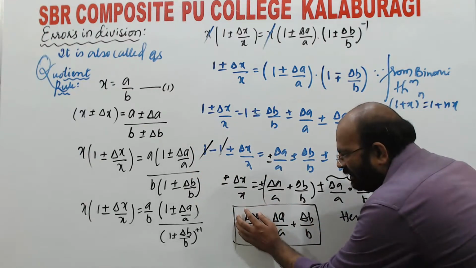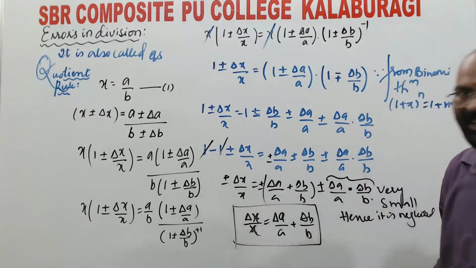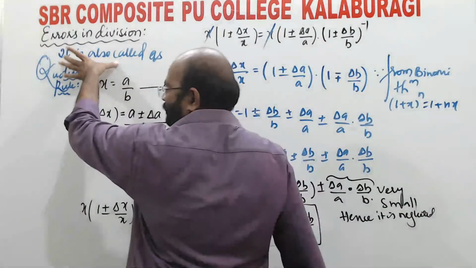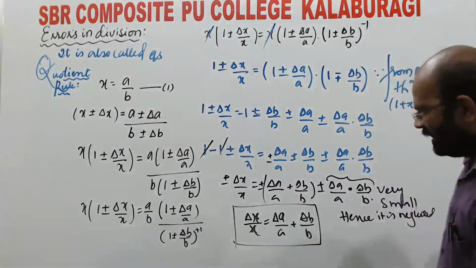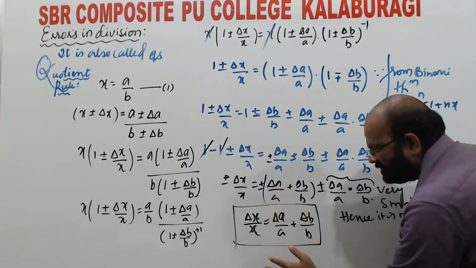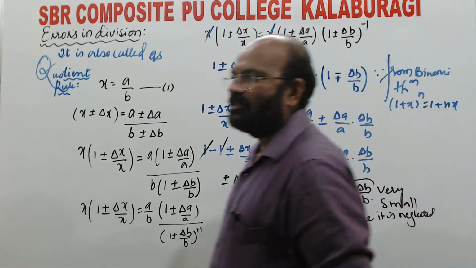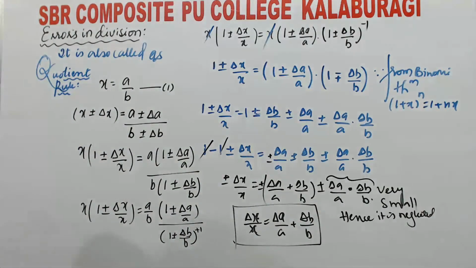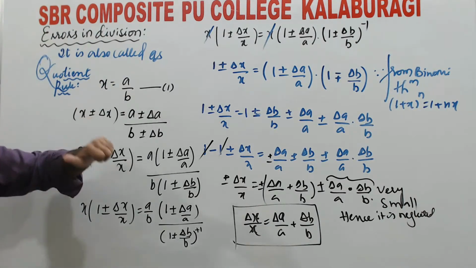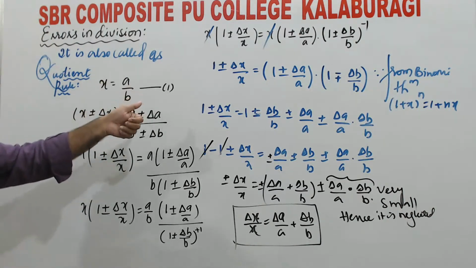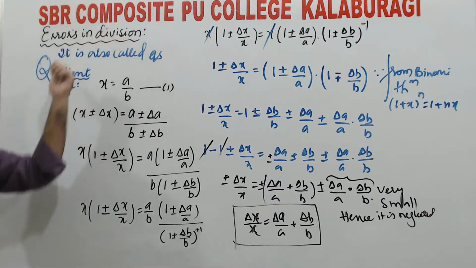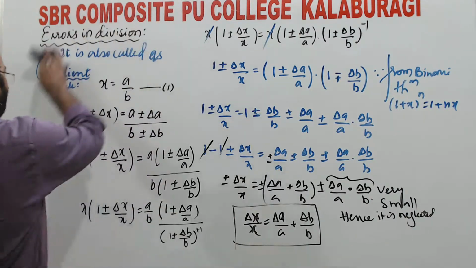This we call the maximum fractional error associated in this process is always equal to the sum of fractional errors associated with the two physical quantities. This is called the quotient rule. The quotient rule is also called the division rule. This we call error in division. Earlier we got error in multiplication, error in product. This we call error in division, error in quotient.